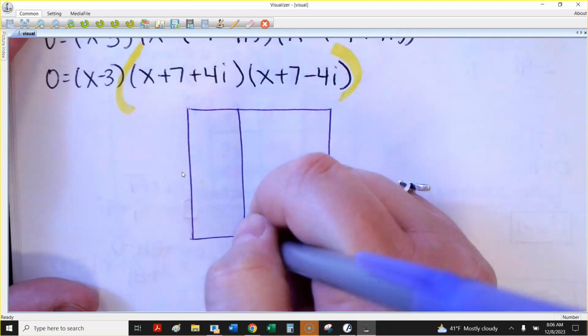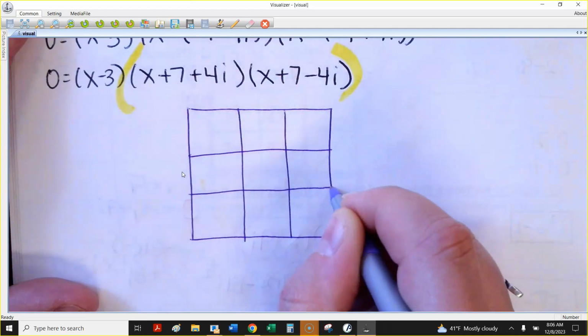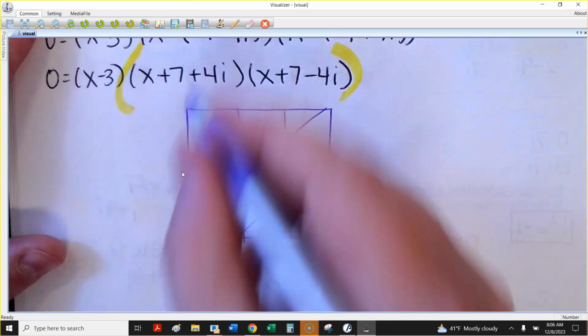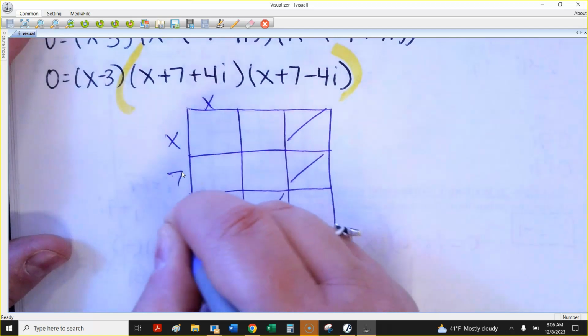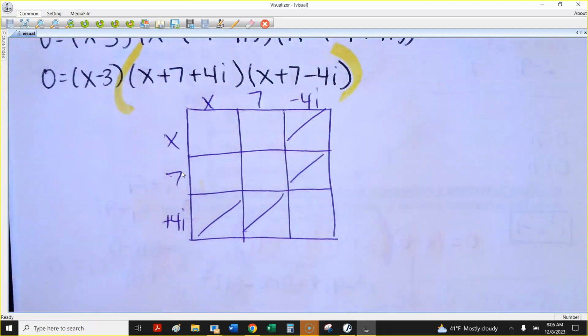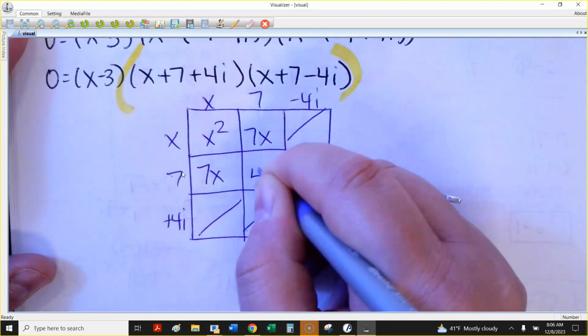All right, now I showed you on the last question, it's just the same boxes as yesterday that cancel out, so I'm not even going to fill them in. We're not going to waste our time. So I'll do the plus 7 plus 4i down the side and the 7 minus 4i across the top, but that should not matter. We're going to have x squared, 7x again, 49.